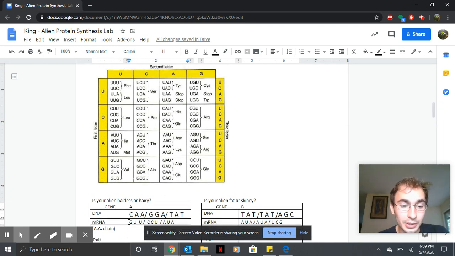So let's start. You use the mRNA, which is why you will notice there are no T's in this whole table, only U's. So you have to use mRNA. So how do you read it? First letter of the codon, or the 3 letters. First letter here, second letter, then third letter.